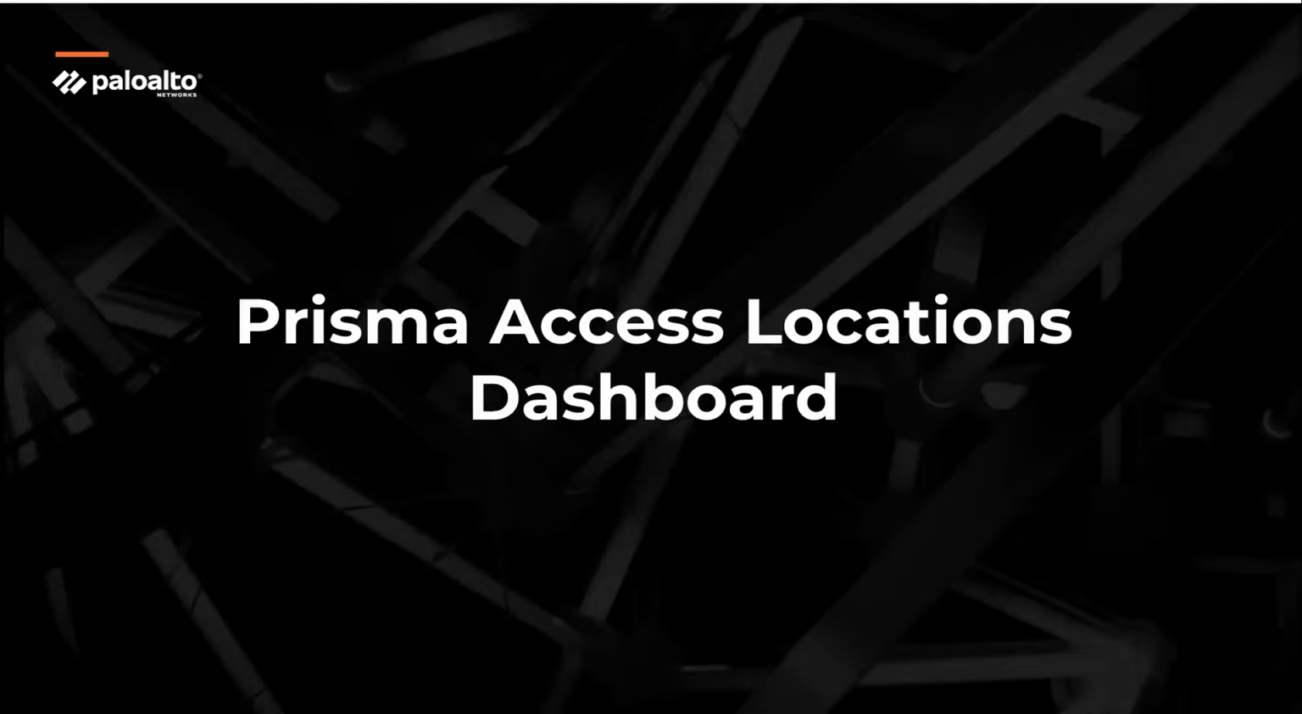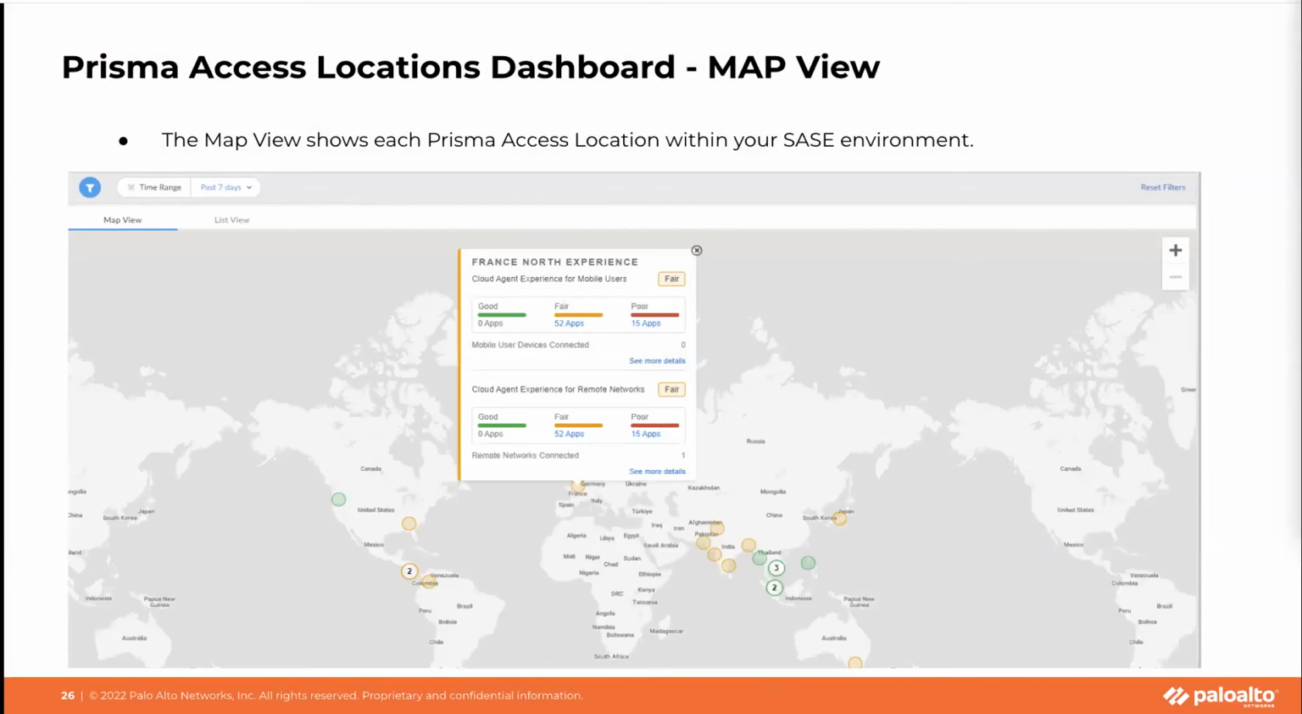Another feature I will talk about is the Prisma Access Locations Dashboard. It has two tabs: one is a map view, and the other is a list view. The map view shows each Prisma Access location within your SASE environment. You can see circles on this map. These circles are color-coded to give you quick visibility into the average digital experience scores for each location. Green is for good, yellow is fair, and red is poor.